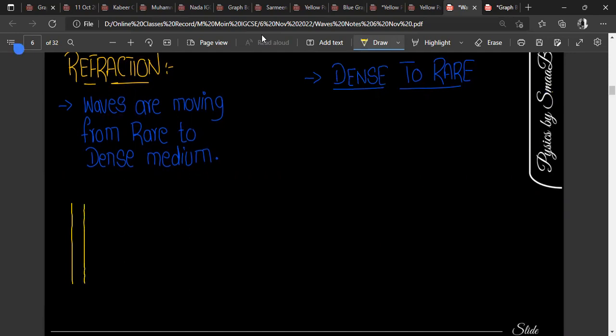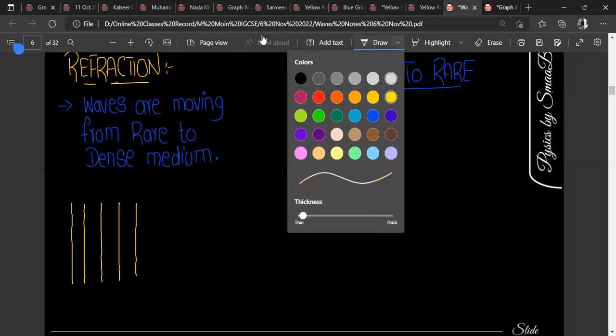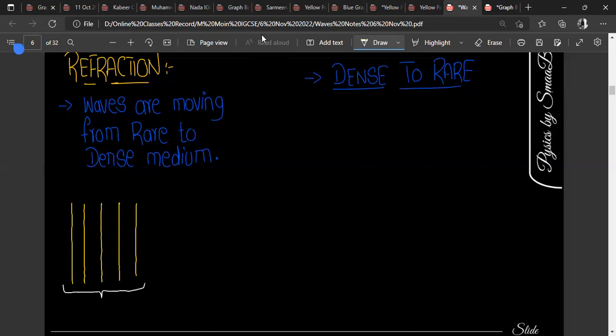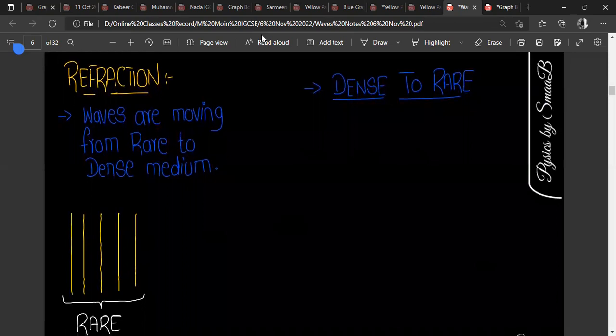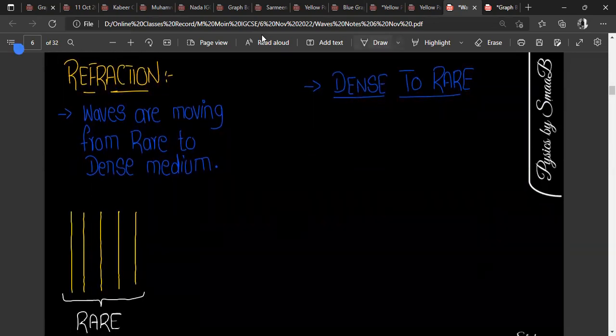So let's suppose there are straight lines of waves which are traveling from left to right. And if we discuss the medium, let's suppose this is a rare medium. And since we are discussing water waves, not light waves, because in a ripple tank there are only water waves, we have to discuss according to water waves. So what will be the rare medium in water? Because there is already water and a water surface. How can we identify the difference between rare and dense medium in water? Any idea?